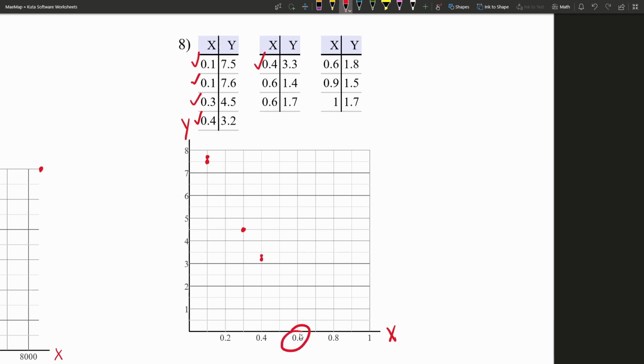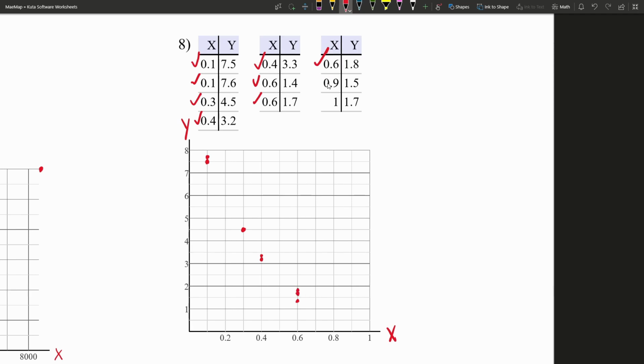Now 0.6, 1.4. So going over to 0.6 and up to approximately 1.4. A little less than halfway between 1 and 2. Then we have 0.6, 1.7. So a little higher than that, a little more than halfway between 1 and 2 in the y. We'll have our 1.7. So 0.6, 1.7. Ooh, and then we also have 0.6 and 1.8, so just a tad bit above that point we just plotted.